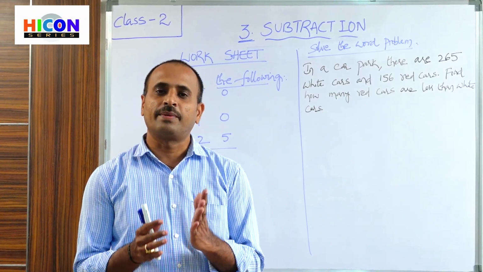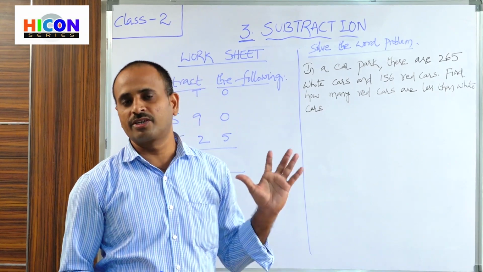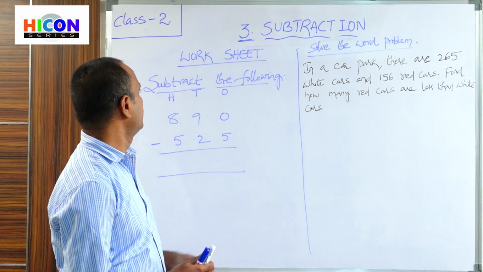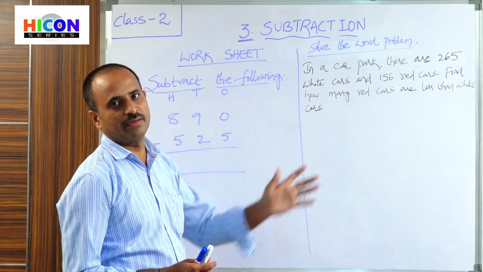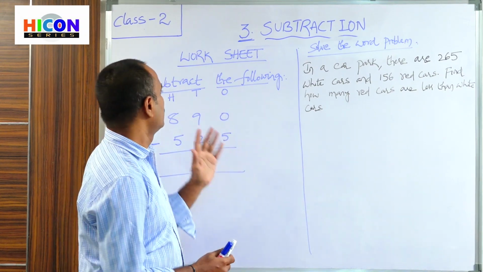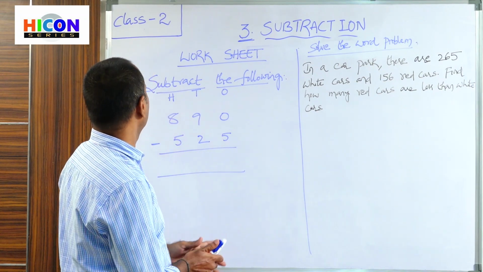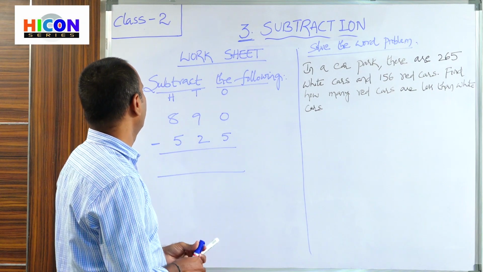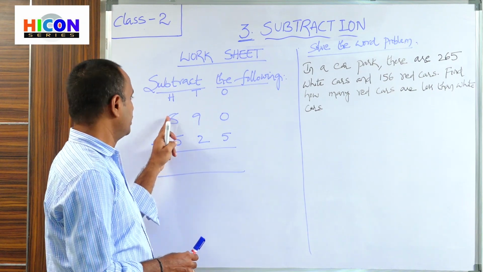Now let us practice some more problems in the worksheet on the discussed topics. So this is the worksheet. There are 2 problems given. For revision purpose, let us revise these 2 problems. So the first one is subtract the following. There are given 3-digit numbers.